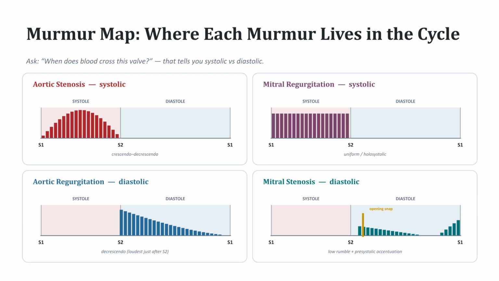Where does each murmur live in the cycle? Aortic stenosis and mitral regurgitation are systolic. Aortic regurgitation and mitral stenosis are diastolic. Knowing when the blood crosses the valve tells you the timing.